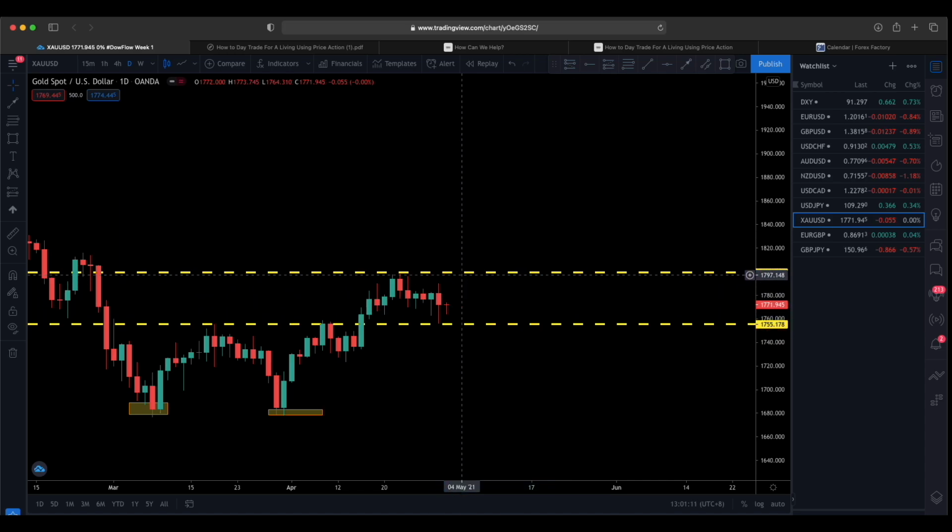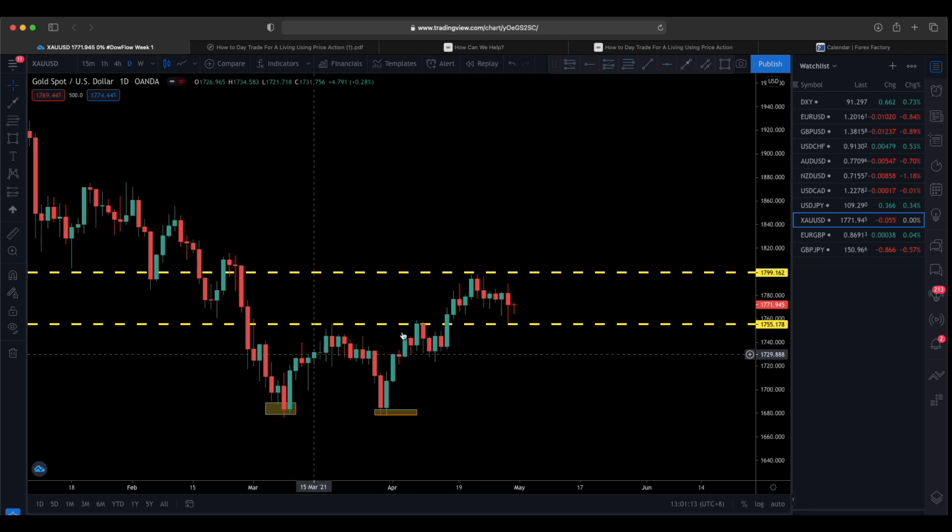Okay, so these are the two key levels. The bias is very clear, it's bullish for this one. Just take note about your risk to reward. Okay, ideally you want to have at least a 1:1.5. You do not want to have anything lesser than that.